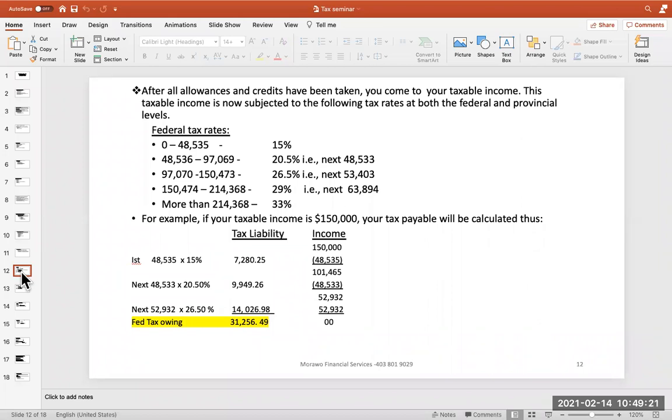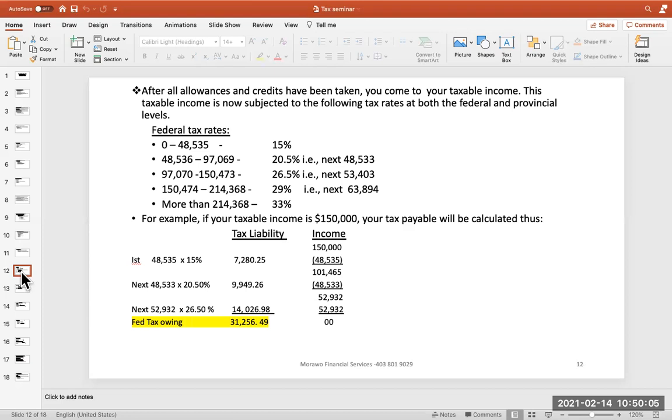Let's start with the federal tax rate. So the federal government says, if your income is from 0 to 48,535, we charge you only 15%. That's it. You keep the rest. Then if you earn more than that, the first 48,535, you pay 15%. Anything beyond that, up to the next 48,533, you pay 20.5%.